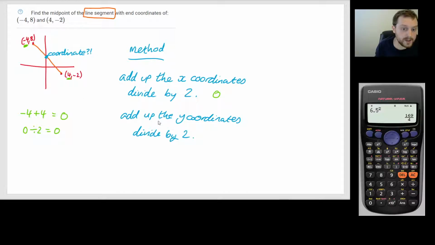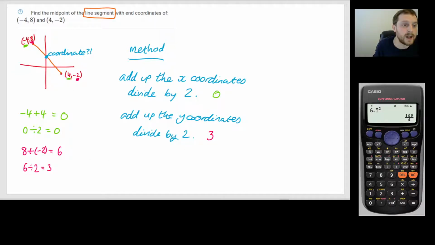Now I'll do the same thing with the y coordinates. I've got 8 and I've got -2 for the y coordinates. So 8 add -2 is 6. If you add negativity to something, you bring it down. So I was starting on 8 and I go down to 6. And then I need to remember to do this divided by 2. So 6 divided by 2 is 3. So this answer is 3.